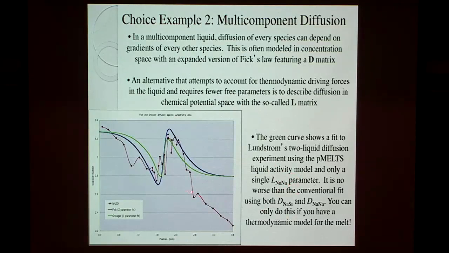And so the green fit, which is no worse than the blue fit, neither of which really fit the data because this diffusion couple was not long enough to actually be a semi-infinite diffusion couple, which is the way it's been modeled. Okay? With one parameter, you can fit the data just as well as you can with 4 parameters, if you don't use the thermodynamic information. So this is just meant to be another case where if you have a thermodynamic model of silicate liquids, you can do some interesting science.